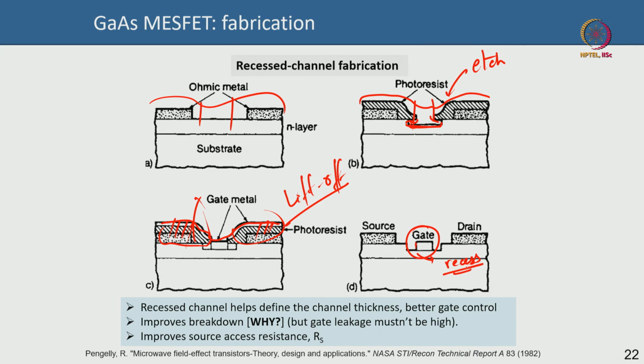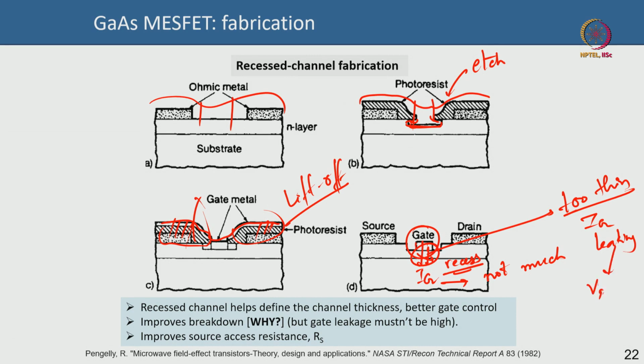It is a shallow etch in the channel, so that below the gate the channel is thinner, to have better control of the channel, and it also helps improve the breakdown, provided the gate leakage Ig is not much. So, you should not etch so much that this becomes too thin. If this channel becomes too thin, then the gate will start leaking, and if the gate starts leaking, then your breakdown will be poor. That is not something you want. So, you want the gate leakage to not be very high. In that case, it will improve the breakdown.